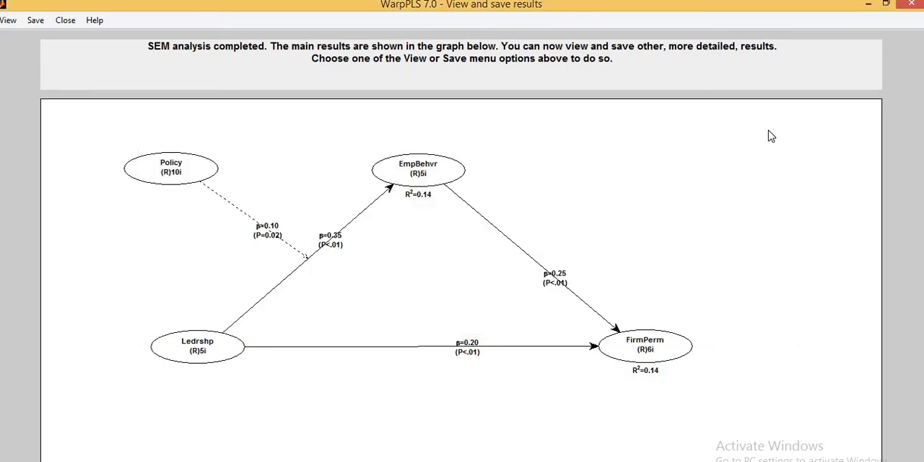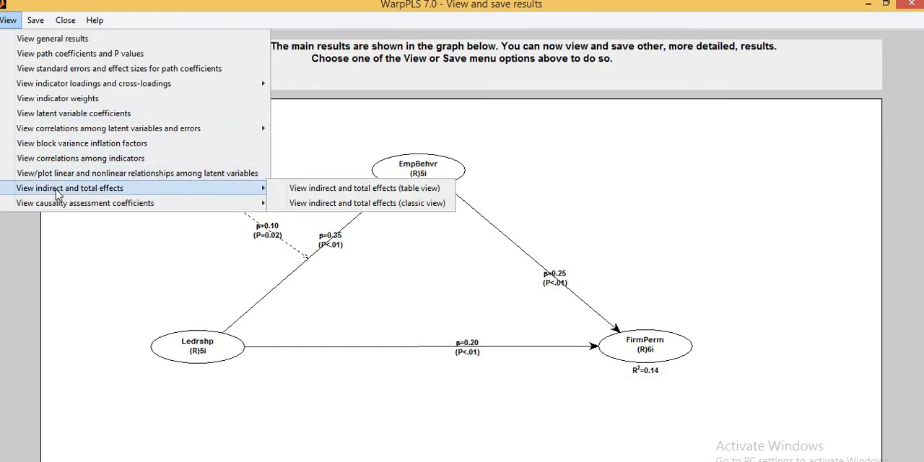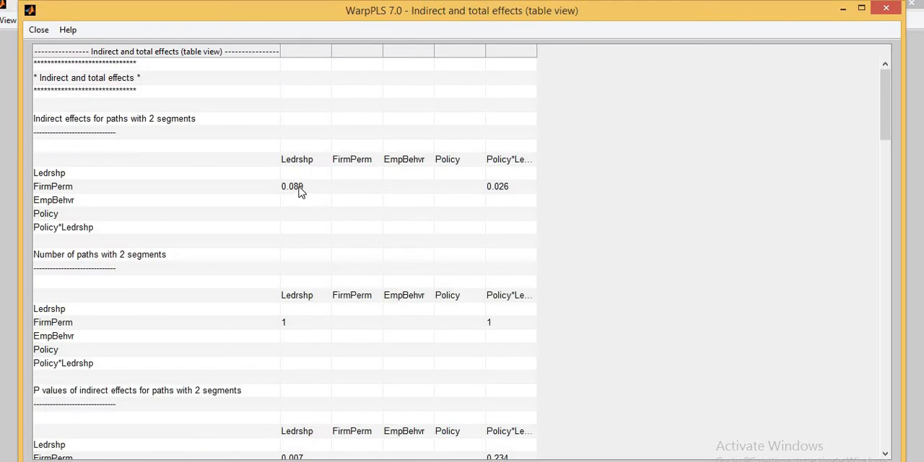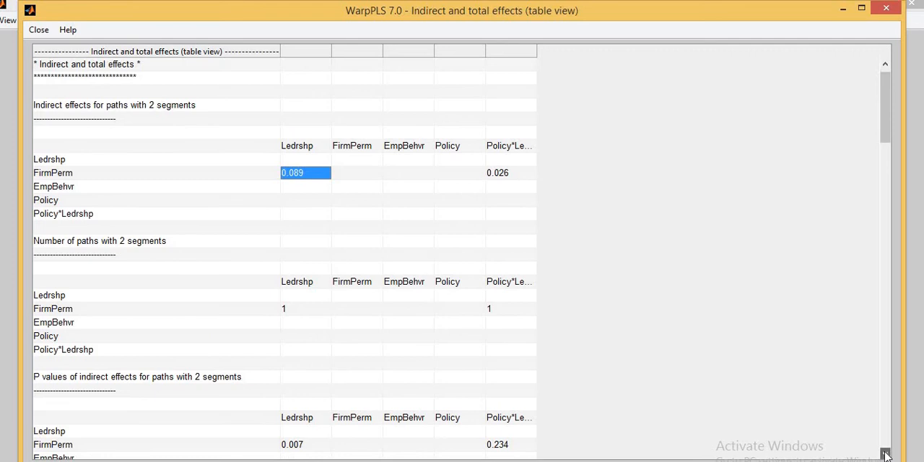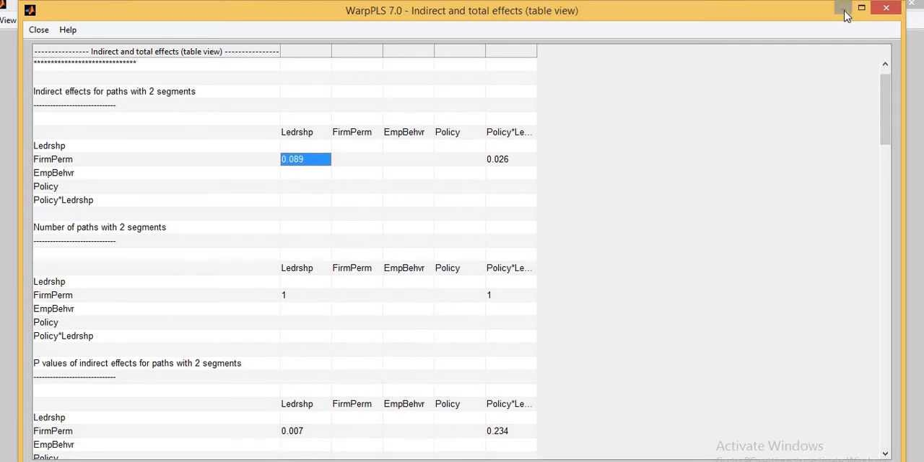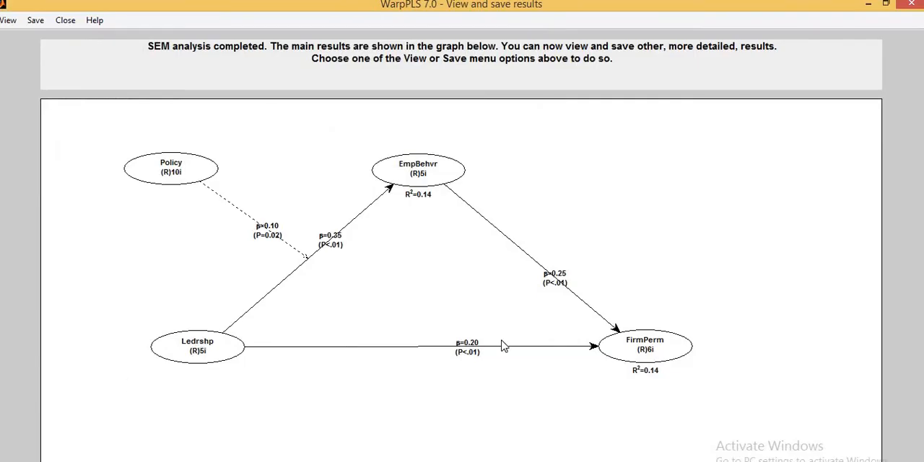There are some indirect paths also. Then what is the impact of leadership on firm performance through the mediating role of employee behavior? You can check it here: direct, indirect and total effects. This is the value of the indirect effect, and this is the moderated mediation impact. This is the indirect effect due to the role of the mediating variable, the impact of leadership on firm performance through the mediating role of employee behavior.